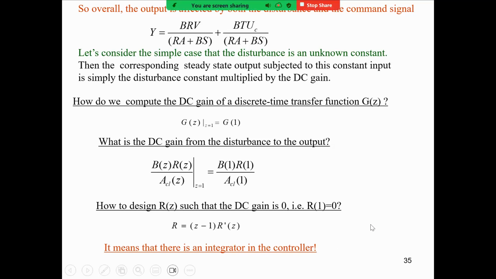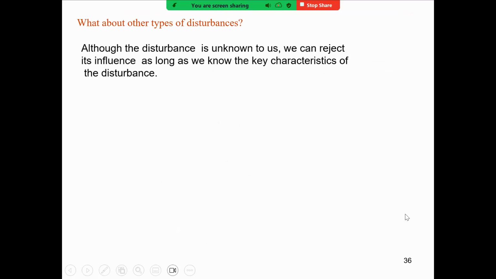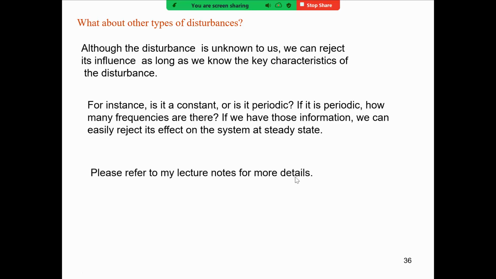And we know that that is an effective way. If you want to deal with a constant disturbance, you put an integrator. Then you wonder, what about other types of disturbance? Although the disturbance is unknown to us, we can reject its influence as long as we know the key characteristics of the disturbance. For instance, is the disturbance a constant or is it a periodic signal? If it is periodic, what are the frequencies? If we know the frequencies of the disturbance, we can easily reject its effect on the system at steady state. You can refer to my lecture notes for more details.